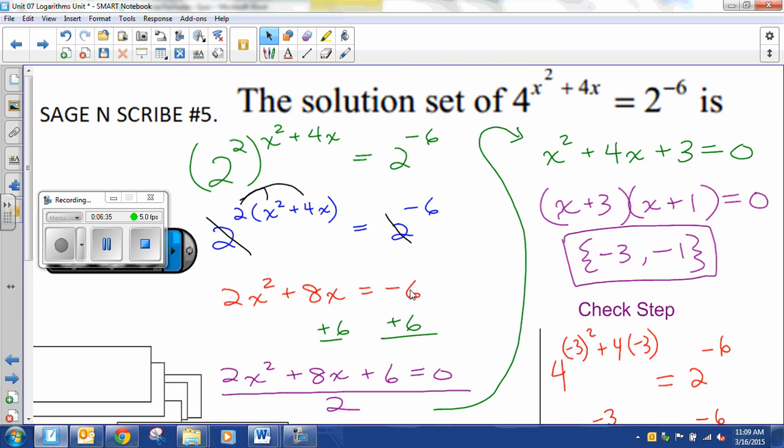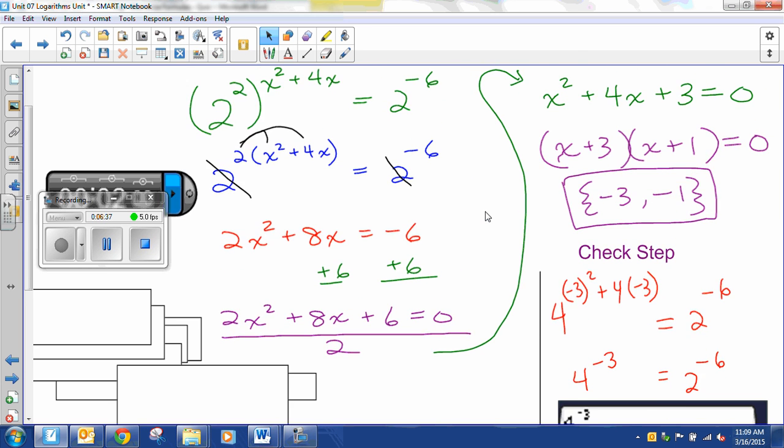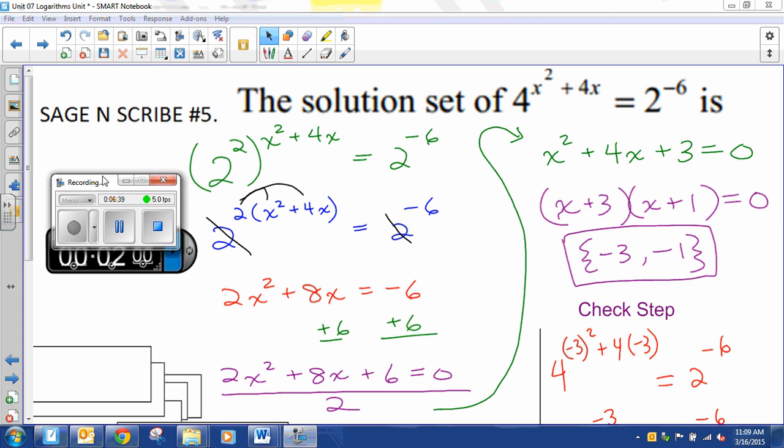So ladies and gentlemen, we have proven with the check step that our solutions are good, and that's the lesson.